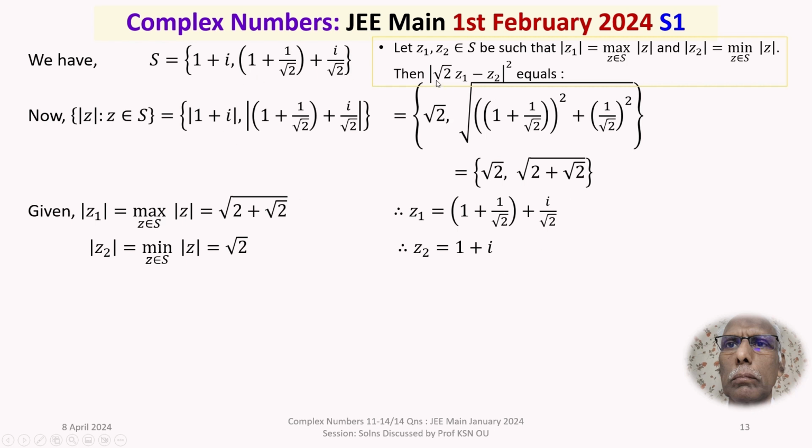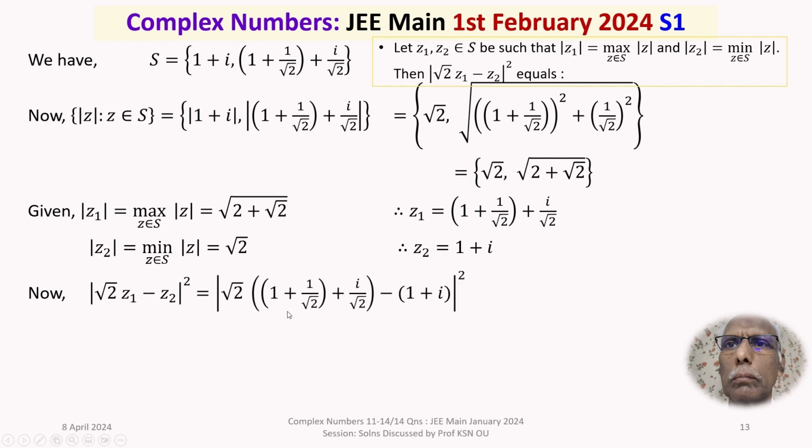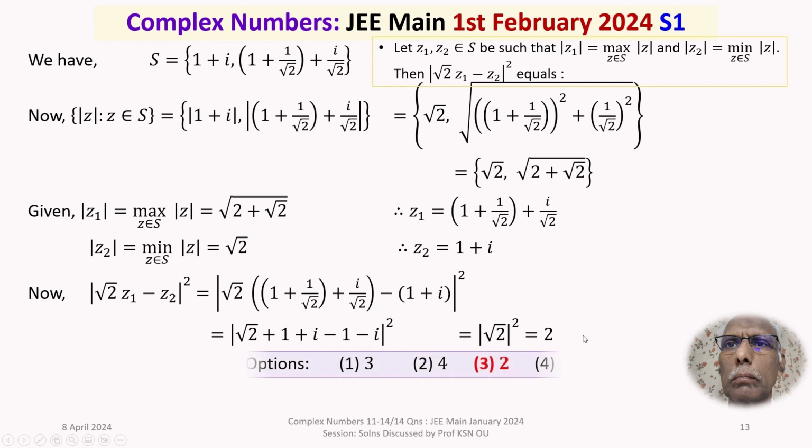Now required to find mod of (root 2 z1 minus z2) square. So take that. So root 2 z1 is 1 plus 1 by root 2 plus i by root 2, minus z2, 1 plus i, mod square. Simplify. You will get this, after cancellations you will get mod of root 2 square, that is 2. That is 2.